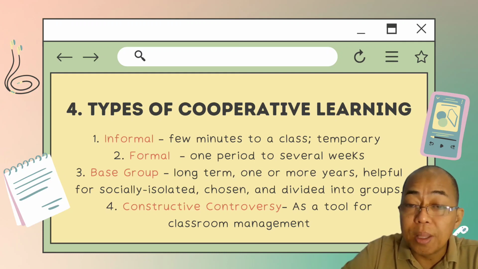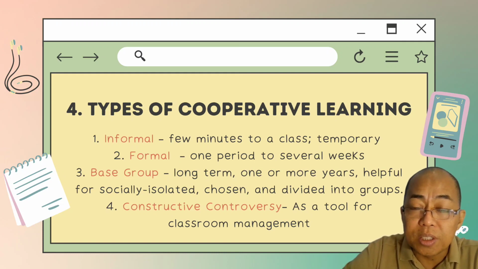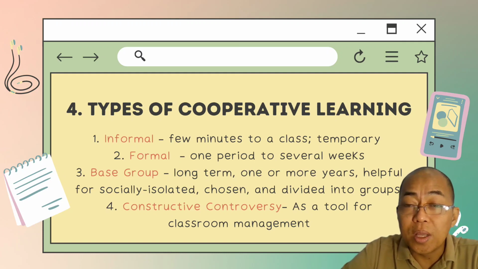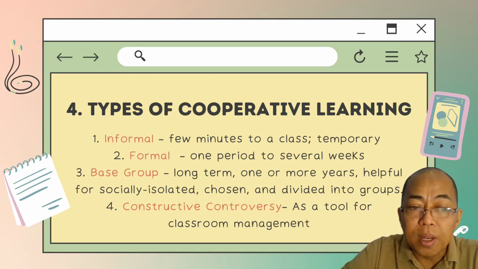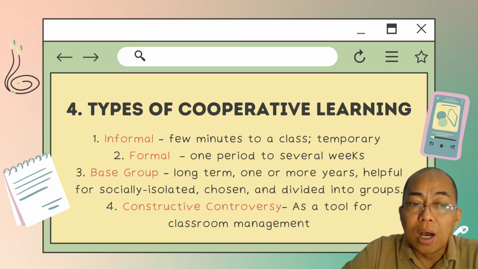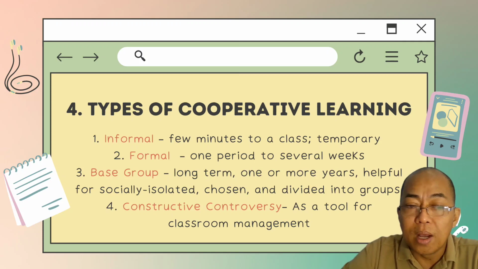And of course, third is the cooperative base or home group, which is similar to the formal cooperative groupings, but this one is longer. It can last from, let's say, one semester to a year. And of course, very important, similar to formal groupings, the grouping should be heterogeneous. But again, the idea is all members of the groups are assigned and are responsible not only for their own learning but also to help other members of their learning group.